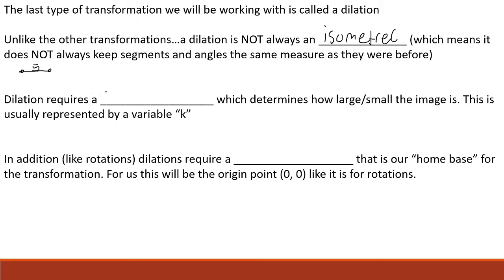Dilation does require a scale factor, which should sound familiar because we used a scale factor a lot when we did similarity stuff, which is what a dilation is. A dilation is a similarity type of move. And this is usually represented by the variable k. If you use a different variable, it's fine. It's just that we usually use k when representing the scale factor in a dilation.